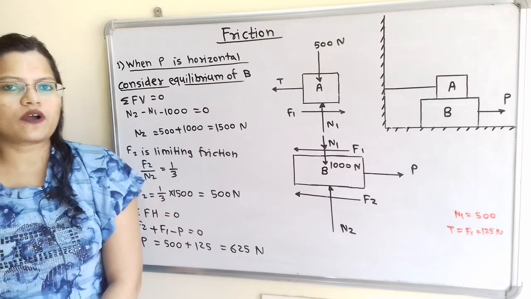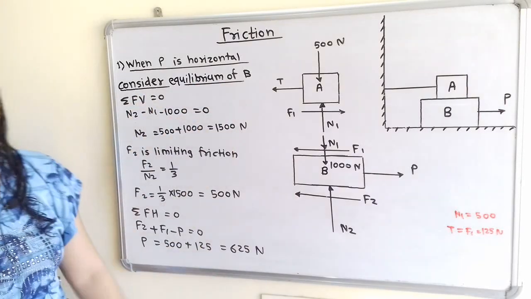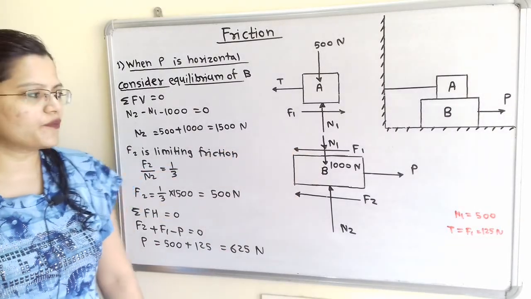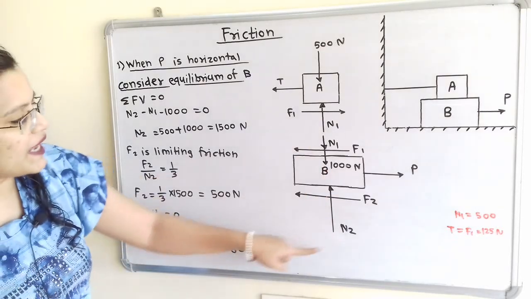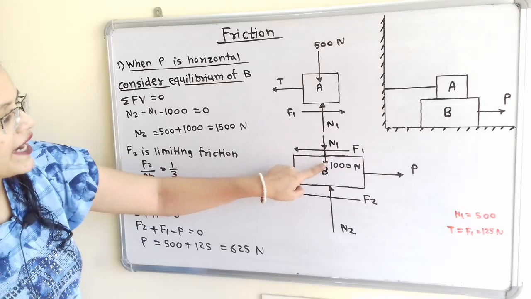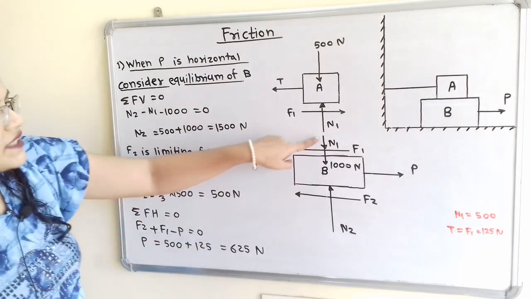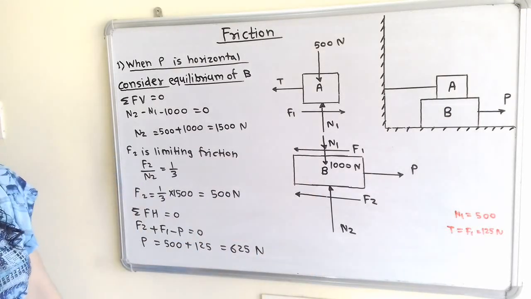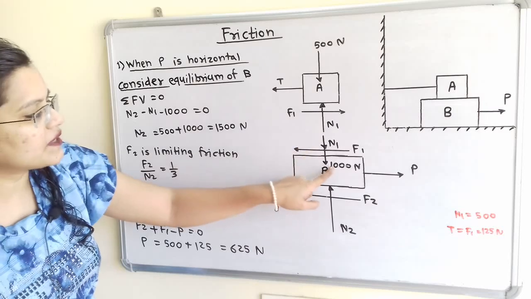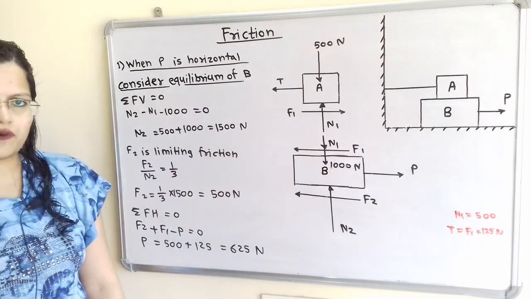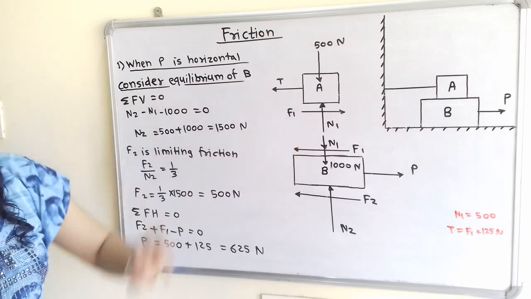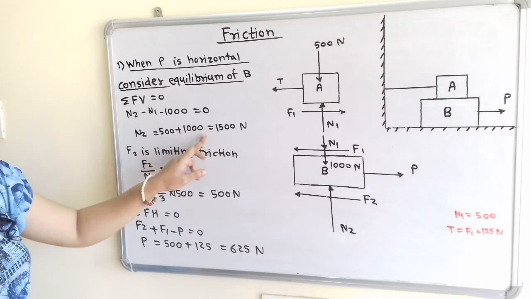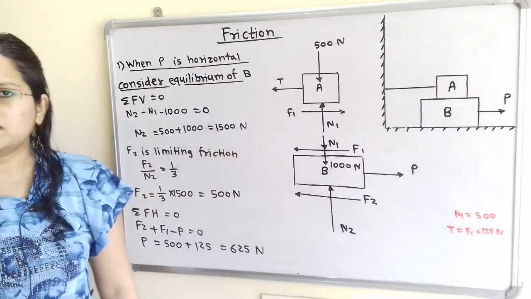Now we will move to the block B. When we consider the equilibrium of block B, then summation of all vertical forces is equal to 0. Now which are the vertical forces? From the diagram we can say that N2, N1 and this weight 1000 Newton. This N1 and 1000 Newton are in downward direction and N2 is in the opposite direction. So we will say that N2 minus N1 minus 1000 is equal to 0. Now from block A we have calculated N1, which is equal to 500 Newton. So N2 is equal to 500 plus 1000, which is equal to 1500 Newton.